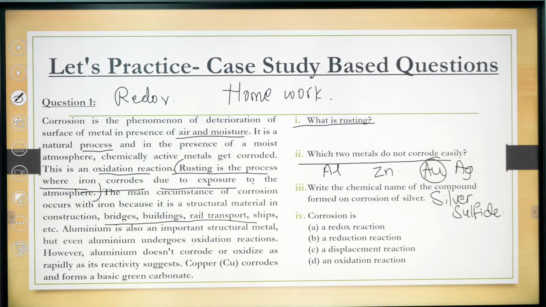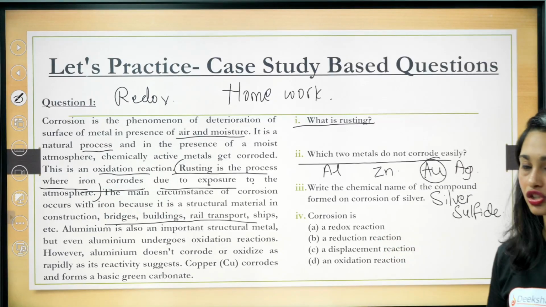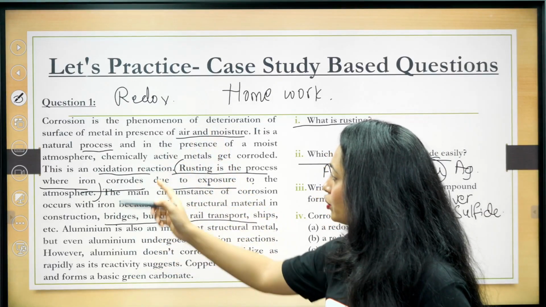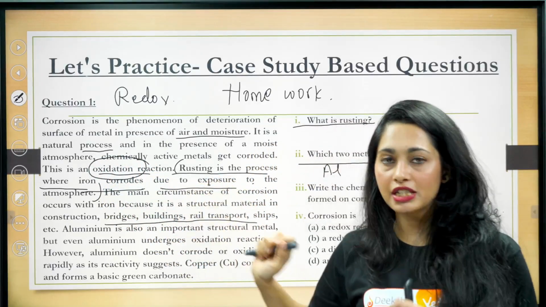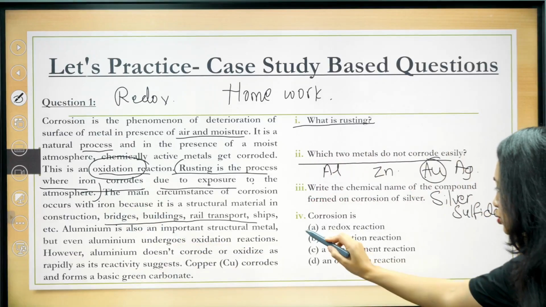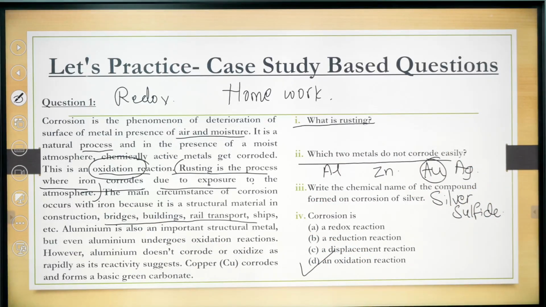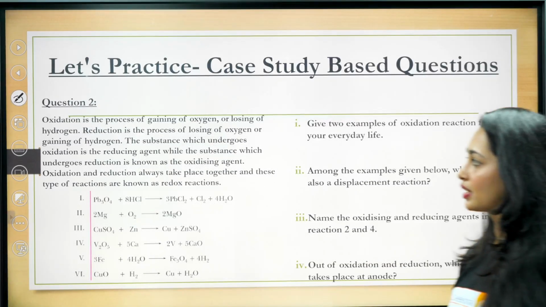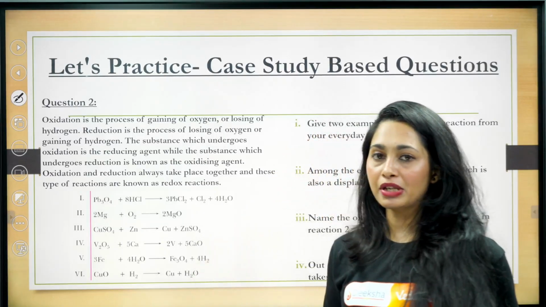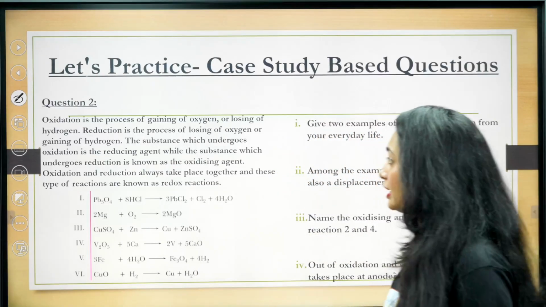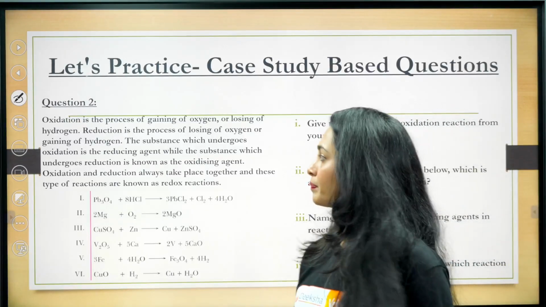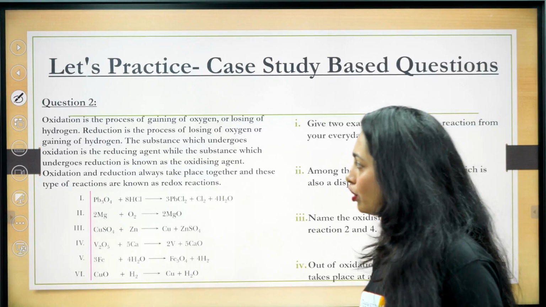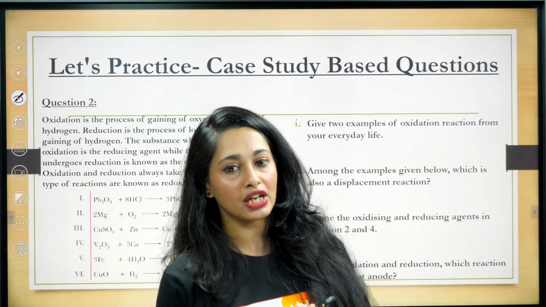Next, corrosion is a dash: a redox reaction, a reduction reaction, a displacement reaction, or an oxidation reaction. According to the paragraph that's been given here, it is an oxidation reaction. So option D is the right answer. Corrosion is an oxidation reaction. Next, this is question number 2. They have again mentioned oxidation. Oxidation is a process of gaining oxygen or losing hydrogen. Reduction is the process of losing oxygen or gaining hydrogen. They have defined oxidation as well as reduction.